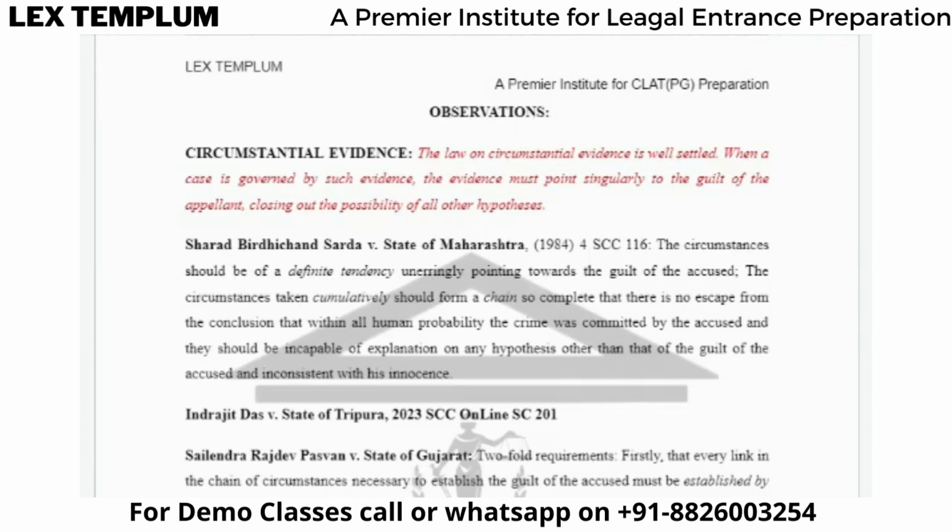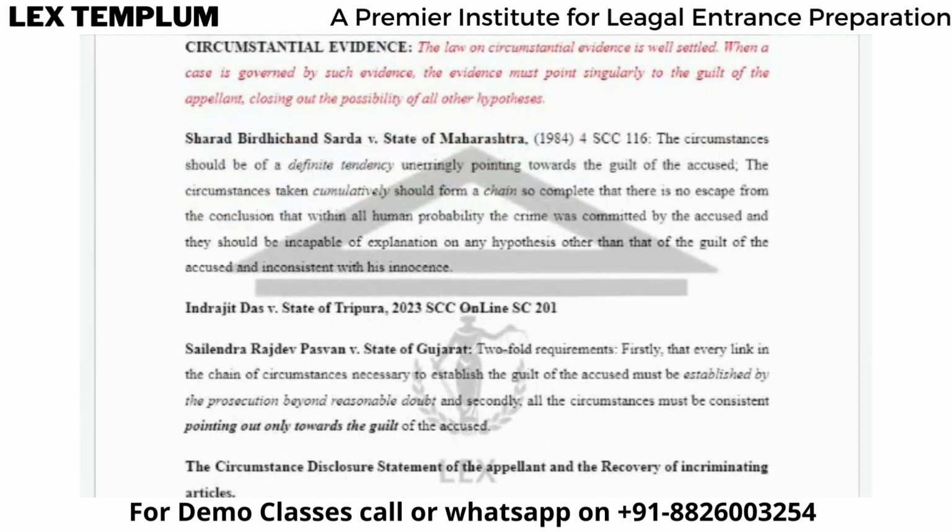Clear? Yes, ma'am. Okay. So this is circumstantial evidence. The most important case, or you can say the first case for circumstantial evidence, is Sharad Birdhichand Sarda v. State of Maharashtra. If the examiner is framing a question on this part, circumstantial evidence, they will definitely ask this case. So this is the most important part of the case, which was also mentioned in the Prakash Nishad case. The circumstance should be of definite tendency, mind the words definite tendency, unerringly pointing towards the guilt of the accused. Means no other possibility, no iota of doubt should prevail over there.